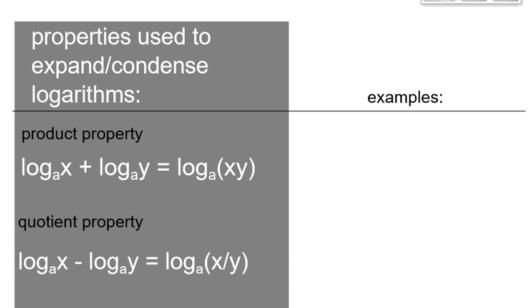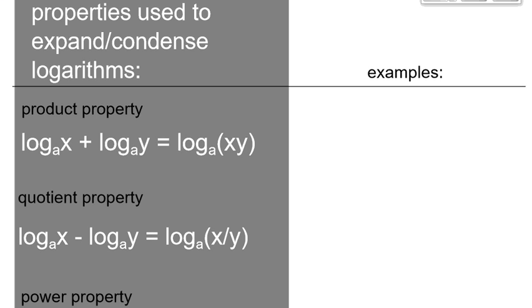And finally, we have three more properties. I've called them properties used to expand and condense logarithms. You'll recognize these from Algebra 2, but I'm sure you want some practice, which we'll do next time. We have the product property, the quotient property, and the power property. So go ahead, I know you can't see them all right now, but you can write down the product property and pause if you need to, and then I'll show you just a very simple example.